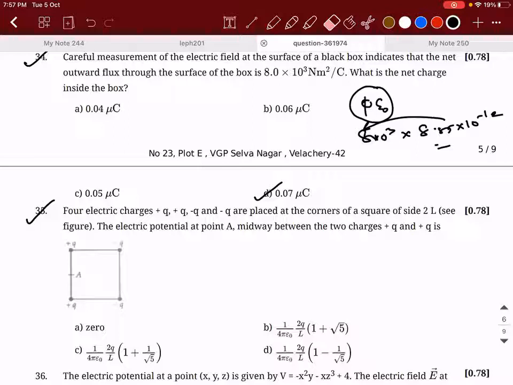What is the option? Somebody told D. Yes, sir. D. D is correct.